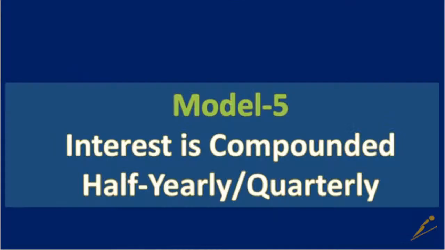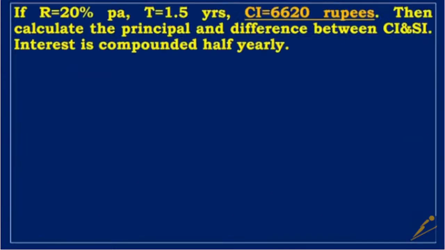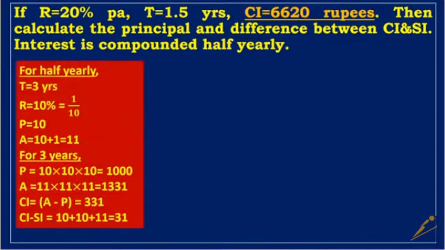Model 5. Interest is compounded half-yearly or quarterly. For example, if rate equals 20% per annum, time equals 1.5 years, and compound interest equals 6,620 rupees, then calculate the principal and the difference between compound interest and SI. Interest is compounded half-yearly. In this case, we must understand that interest is compounded half-yearly, which implies interest is compounded 3 times. As a result, we say the period is 3 years and then perform the calculation.